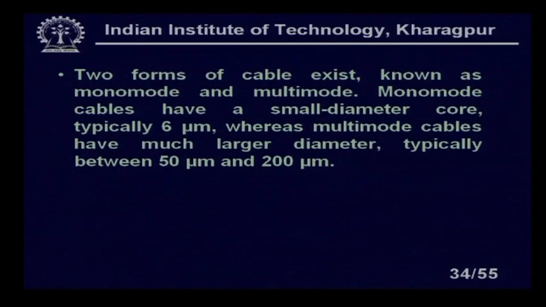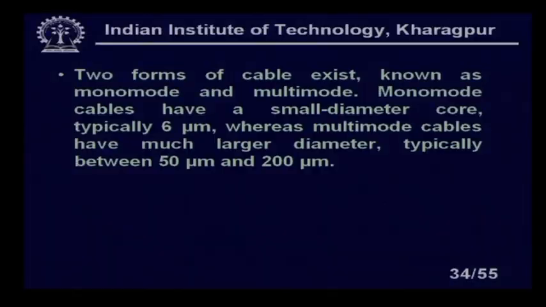Two forms of cable exist, known as monomode and multimode. Okay. You have a monomode fiber, we have multimode fiber. Launching the light in the monomode fiber is very difficult, because you have to use a very directional light in the case of laser, whereas in the case of multimode fiber I can use ordinary light, an LED. That saves a lot of cost.